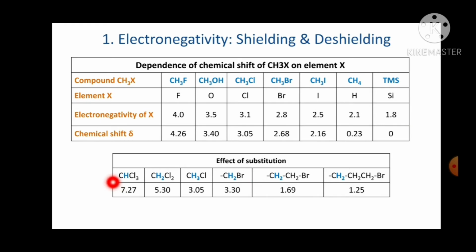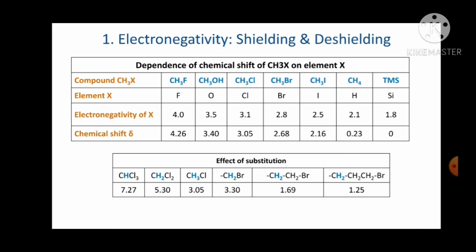This effect is also there when we have substitutions. You can take an example of CHCl3, that is chloroform. Here we are talking about only this CH proton. This CH is connected to three chlorine atoms, so the electronegativity effect is very pronounced because of the three chlorine atoms. They withdraw the electron cloud of this hydrogen atom through the carbon very effectively, and that's why this proton is experiencing a net deshielding effect and appears at a very high delta value, close to 7.27.